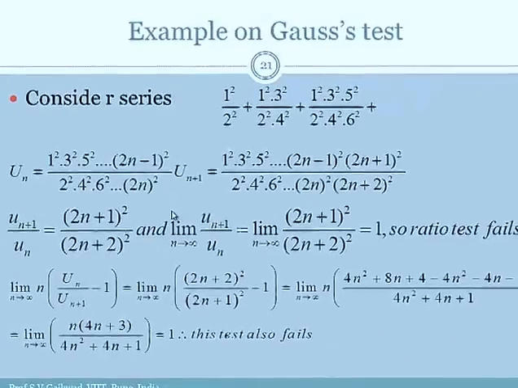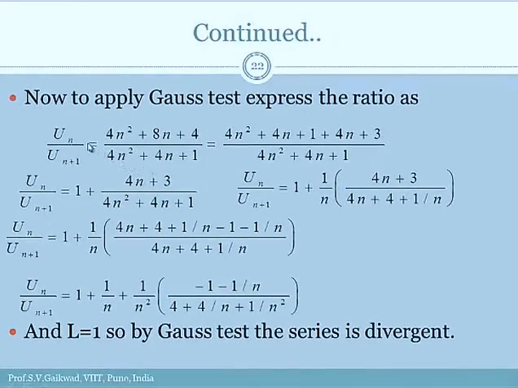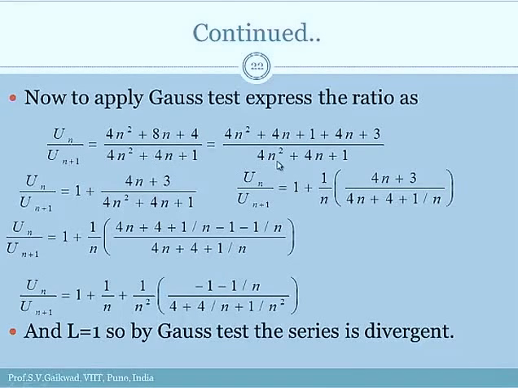Here the ratio un upon un plus 1 is this one. We'll try to express it in that given form: 1 plus something. So to get 1, adjust the denominator in the numerator. We are getting 1 plus something. Now take 1 by n common, and in the remaining bracket, I want again to adjust the denominator in the numerator here, and we are getting 1 plus 1 by n plus 1 by n square into this term.